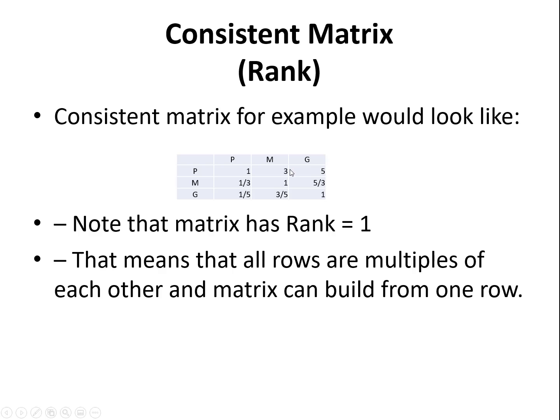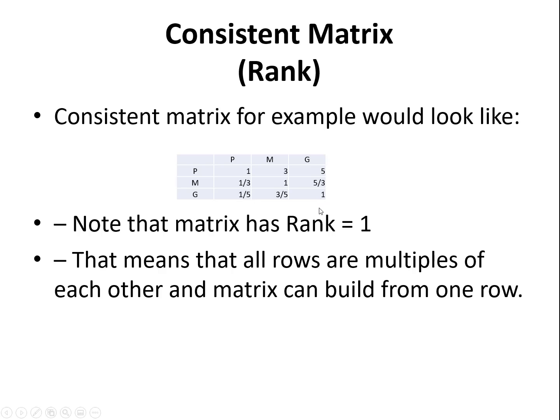If it is a 5 by 5 or 7 by 7 matrix, you need to check the rank of that matrix. In this example, the rank of this matrix is 1. That means all rows are multiples of each other. You can derive all other rows from one specific row, or all columns from one specific column. For example, multiply the first column by 3 and you will get the second column: 3, 1, 3 by 5. Multiplying the first column by 5, you will get the third one: 5, 5 by 3, and this will be 1.